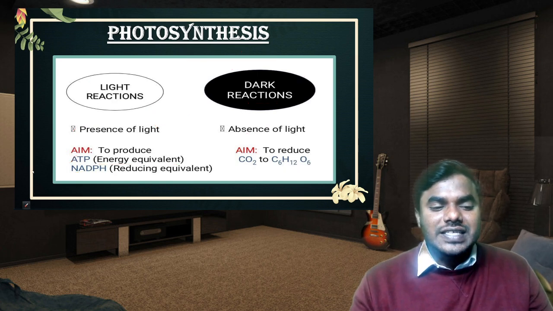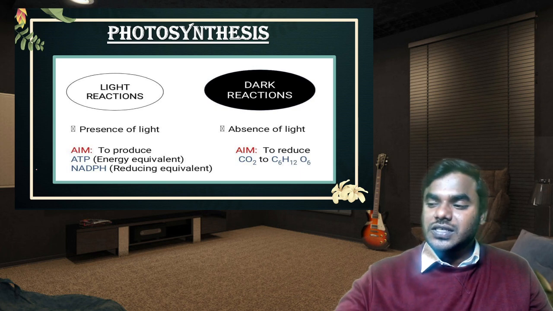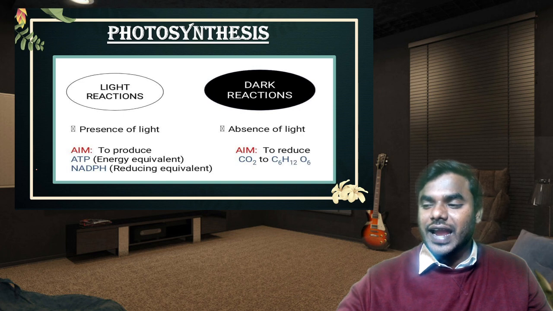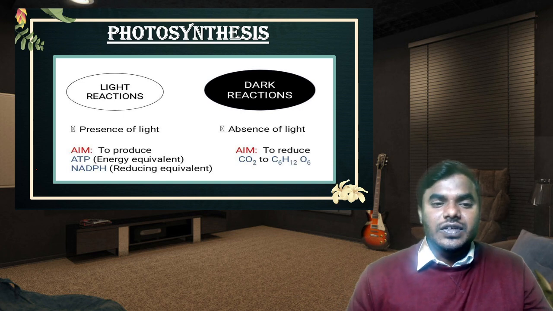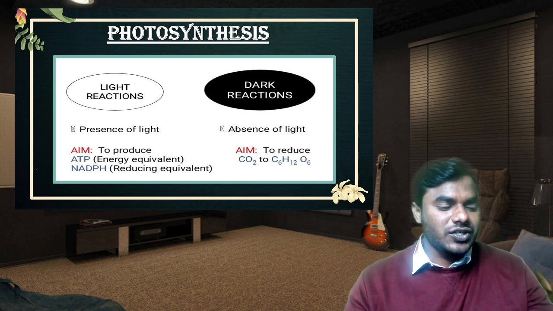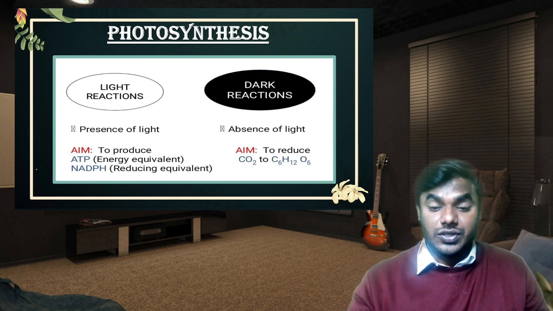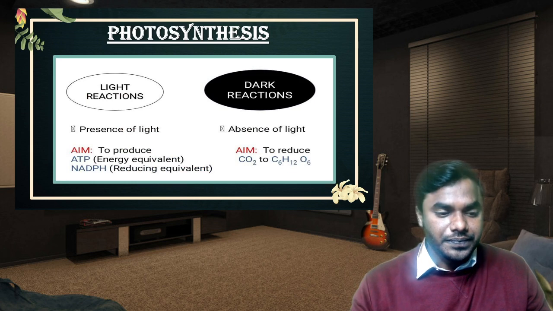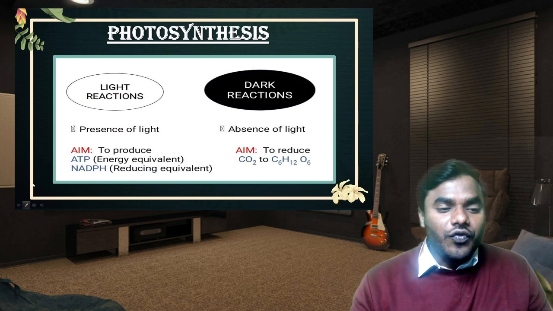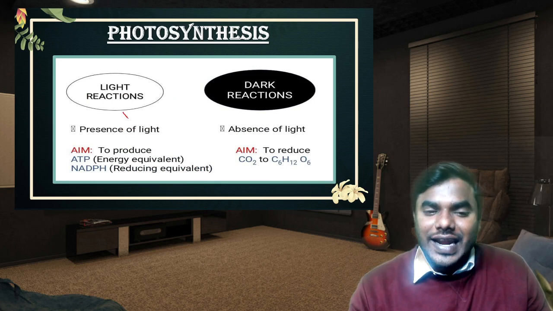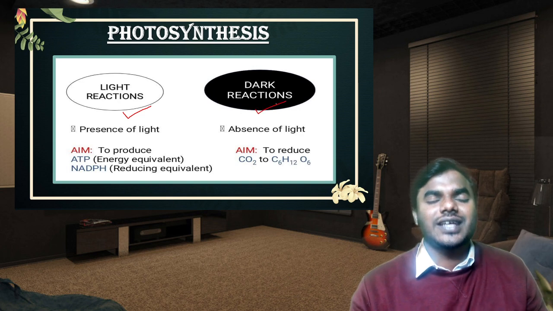Now, what exactly are we going to read in photosynthesis? Briefly and elaboratively, we have to read this entire set of reactions. Which reactions? Light reactions, followed by the dark reactions. Now you listen to me very carefully. When do the light reactions occur? When do the dark reactions occur?